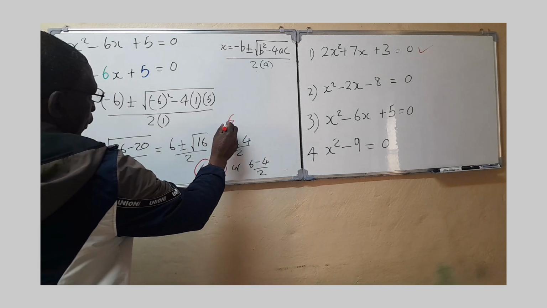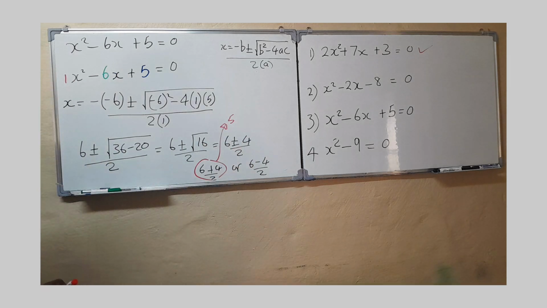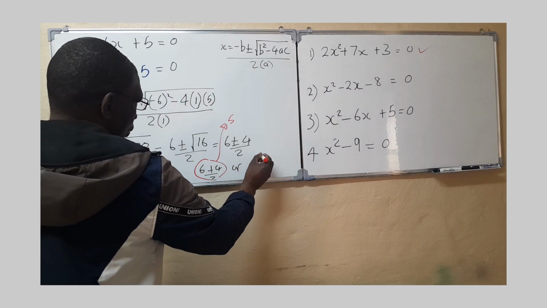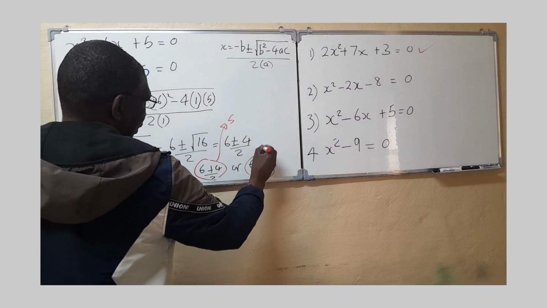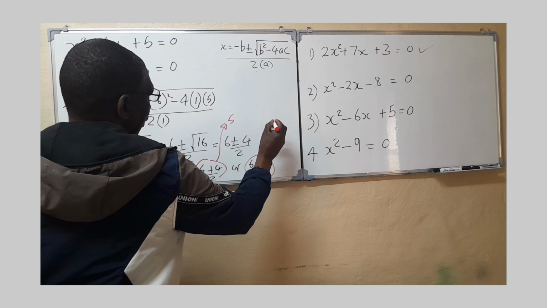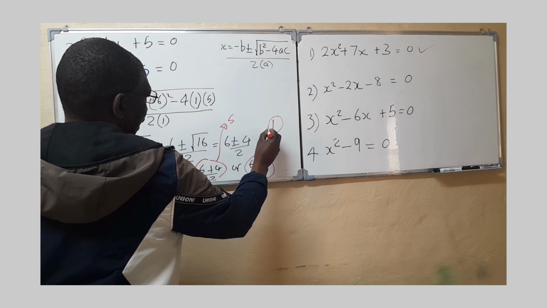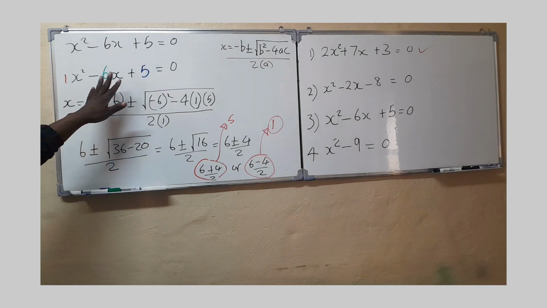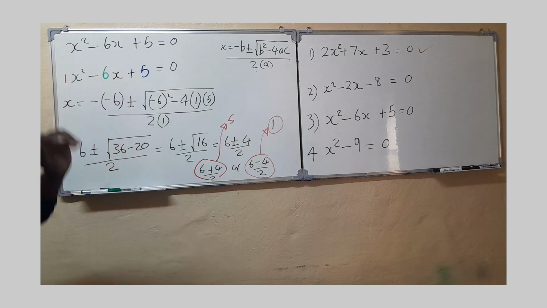Okay? What about here? 6 minus 4 is 2 divided by 2. This one gives us a 1. So there are two answers here, a 5 and a 1, that satisfy the quadratic equation x squared minus 6x plus 5 is equal to 0.